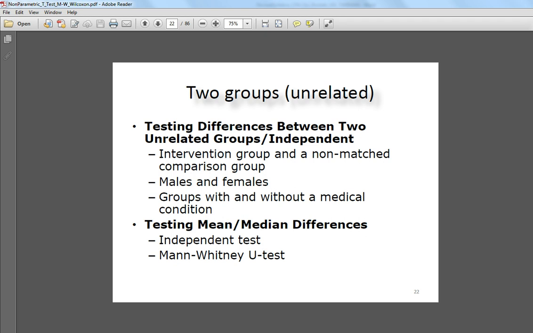You can have an intervention group and a non-matched comparison group. You can also have males and females. Those are two groups that are unrelated. You could also have groups with and without medical condition. You can do that, but remember, this is a t-test, and the rule in t-test, it's good for samples that are 30 or less, because you're going to violate the third assumption of the t-test, which says that the population has a normal distribution. So what are you going to do if you have an n greater than 30?